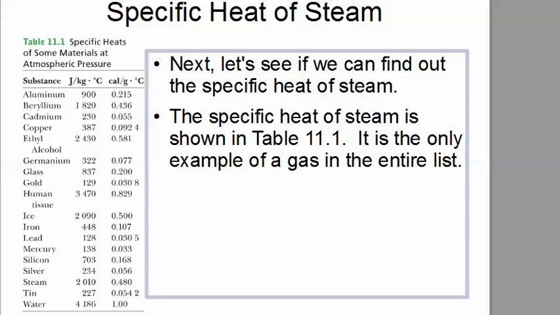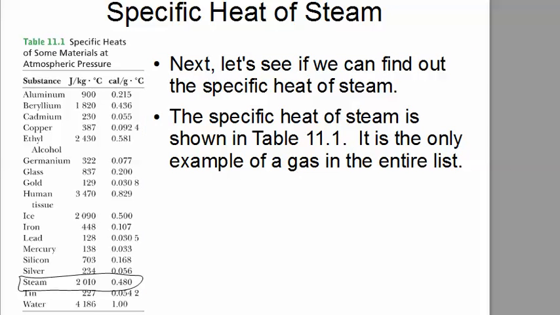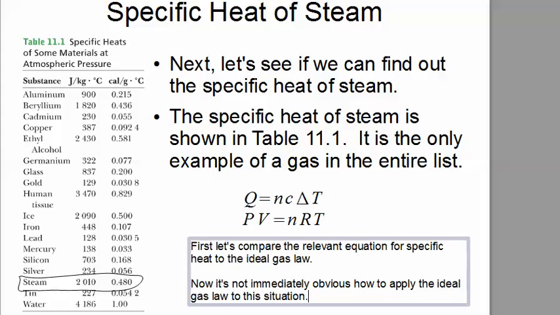Next, let's see if we can find out the specific heat of steam. The specific heat of steam is shown in table 11.1. It is the only example of a gas in the entire list. First, let's compare the relevant equation for specific heat to the ideal gas law. Now, it's not immediately obvious how to apply the ideal gas law to this.